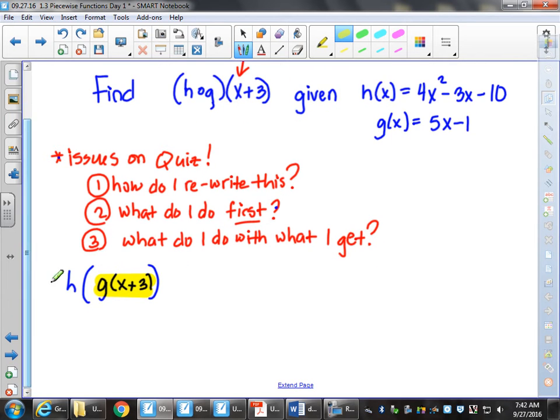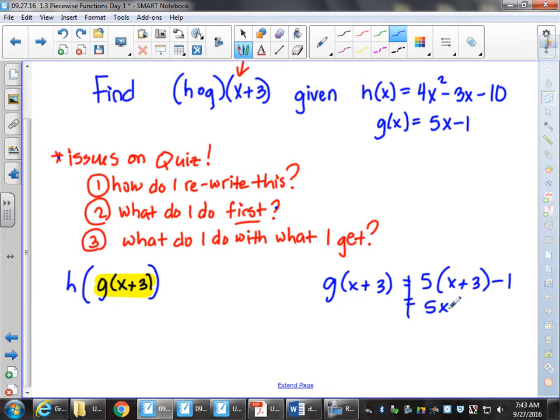So off to the side, let's work on g of x plus 3, which will become 5 times x plus 3 minus 1. And there was a consensus on that. So that's 5x plus 15 minus 1 is 5x plus 14. So by means of these 2 pieces, we've answered, how do I rewrite this? And what do I do first? What we did first was the middle, dealt with what was on the inside, because we could.